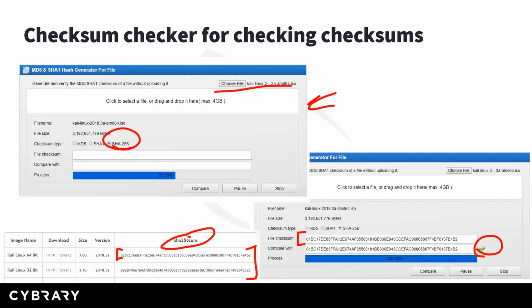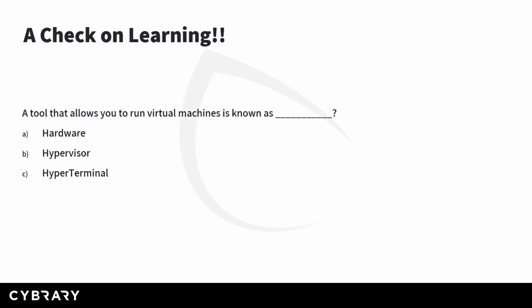So speaking of checksums and checking those, let's do a quick check on learning. A tool that allows you to run a virtual machine is known as, so we use this word a couple times, hardware definitely not. Hardware allows you to run tools. Without hardware you really can't, but in this case we're talking about the specific tool, not hardware. We didn't mention hyperterminals or using a hyperterminal. That's typically used for configuring devices and things of that nature. Not in this case is it allowing us to run virtual machines. So the likely choice here is a hypervisor. Remember, a hypervisor allows us to run an operating system within an operating system.